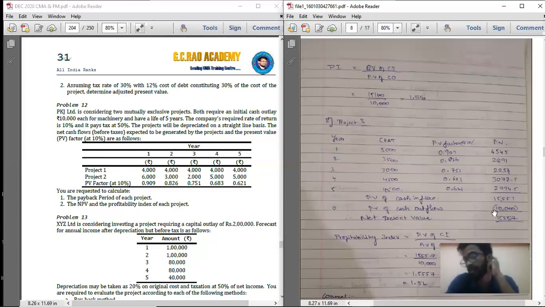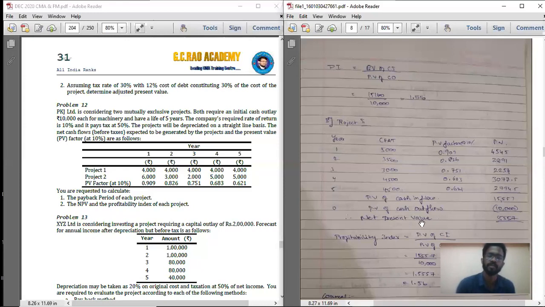Now total it. 15,557 minus 10,000, you are getting 5,557. In respect of that 5,557, record net present value.